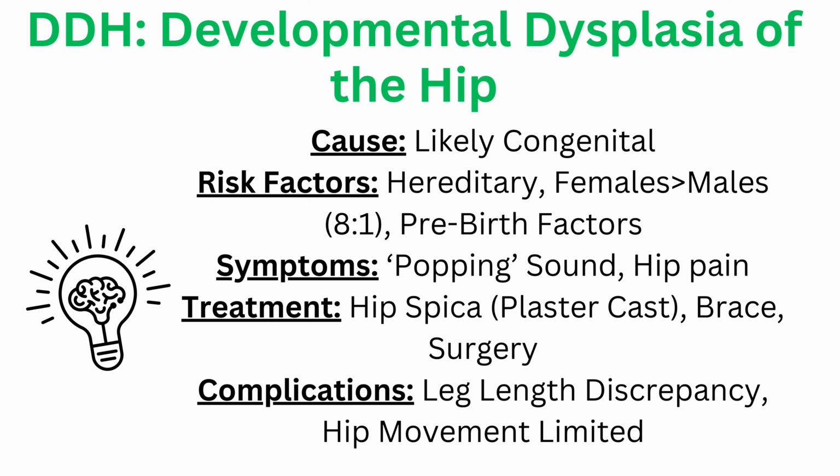There are some treatments available for this pathology, whereby a hip spica or brace will be used to immobilize the affected hip into place. Various complications can arise with DDH, such as one leg being a different size to the other, and also limited hip movement as the baby gets older. Let's move on to the radiographic features that represent DDH.